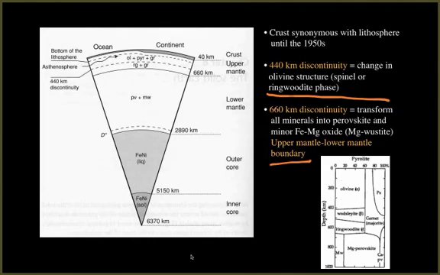Now, this is a phase diagram down here to the right, where we see depth on the y-axis and mantle composition on the x-axis. And you can see the transitions at 440 from olivine and pyroxene to wadsleyite and ringwoodite, followed by a transition at 660 kilometers to magnesium wüstite and magnesium perovskite.